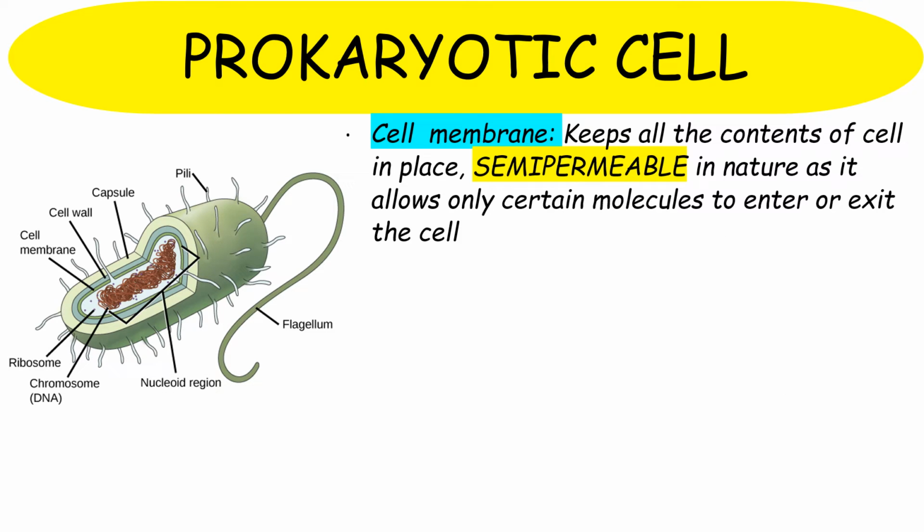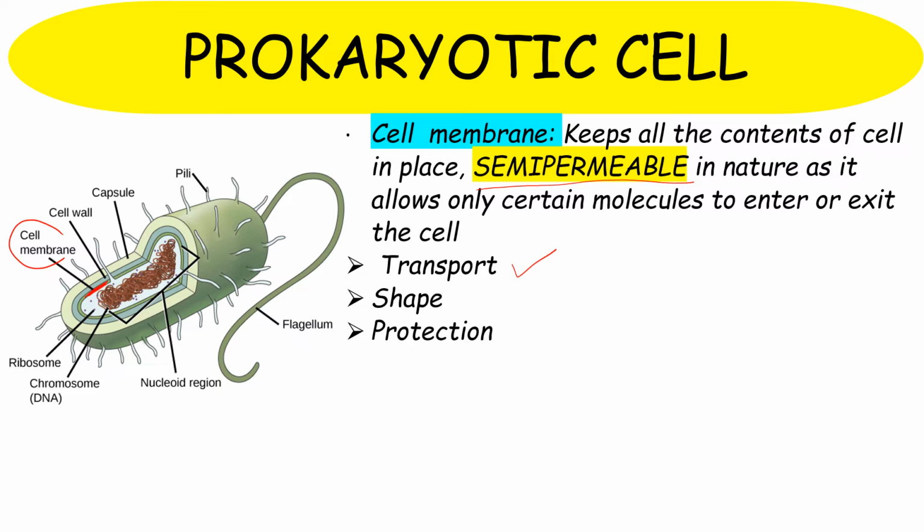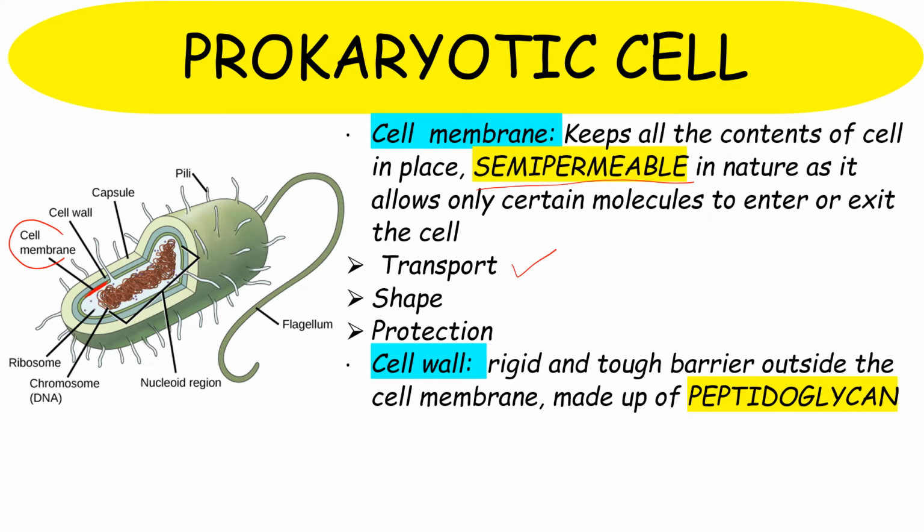Cell membrane is the covering of prokaryotic cell that keeps all the contents of the cell inside. It is semi-permeable in nature. That means it allows only certain materials to enter or exit the cell. Besides giving shape and protection, it also helps in transport of materials across the cell.